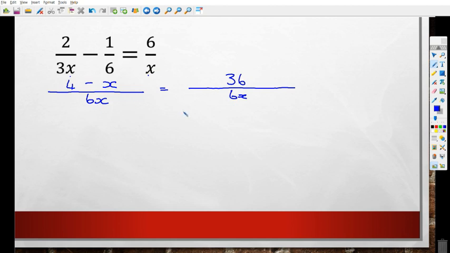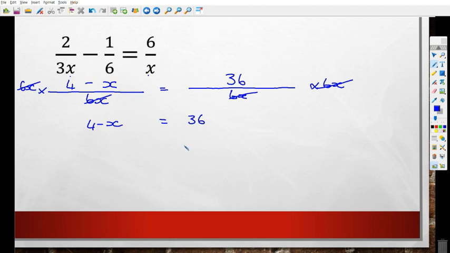Alright, now I see I've got an LCD on both sides, and I don't like that. So what am I going to do on both sides to get rid of it? Good. Okay, I'm going to multiply, because here I can see I'm being divided by 6x. What's the opposite of divide? Multiply. Can you see that, guys? I'm just doing the opposite. Okay, it's nothing difficult here. Cancel, cancel, cancel, cancel. And what am I left with here on my left hand side? 4 minus x equals 36. Alright, now it's looking nice.